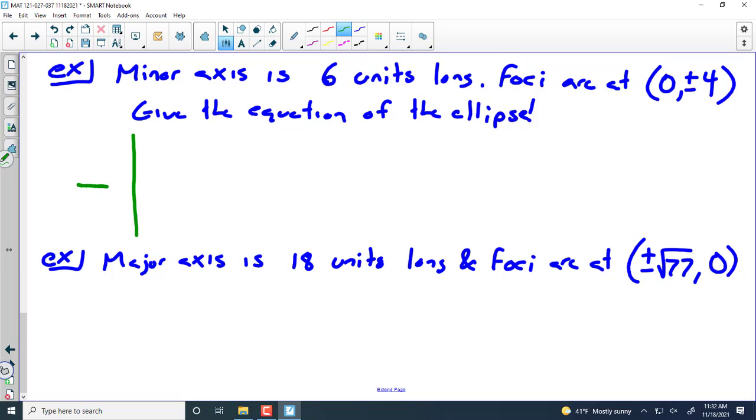So when I start my picture, I put my foci up here at 4 and down here at negative 4. But if that's where the foci are, that means the major axis goes up and down. Does everyone agree with that? So if the major axis is up and down, that means that the minor axis is left and right. So now I know where the minor axis is. It goes left and right.